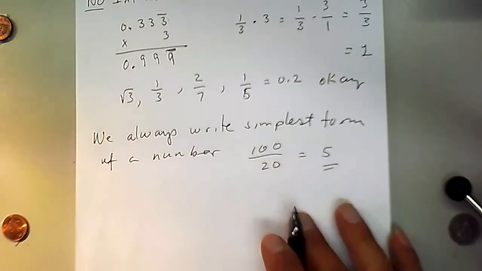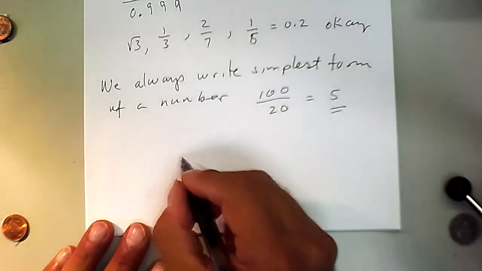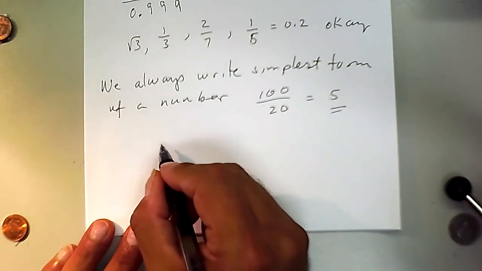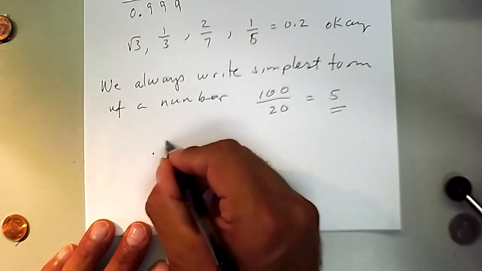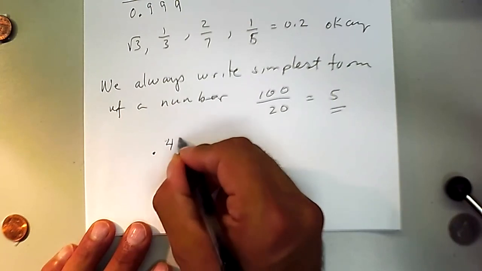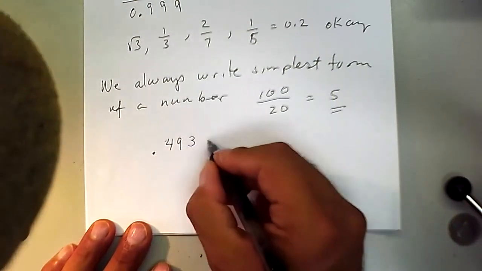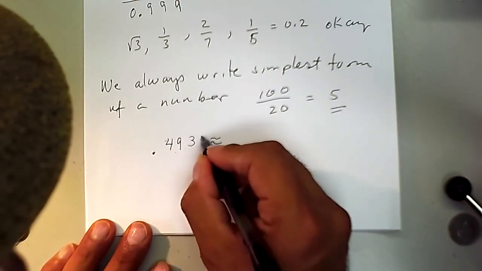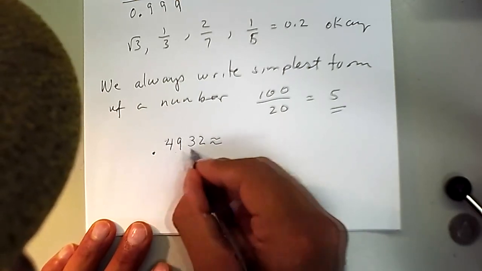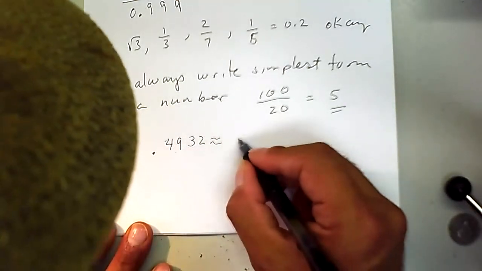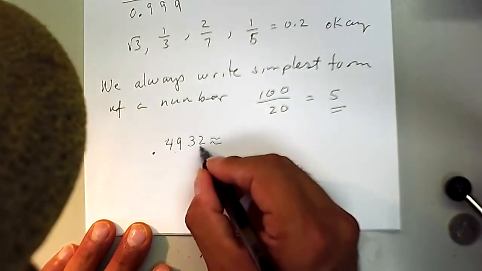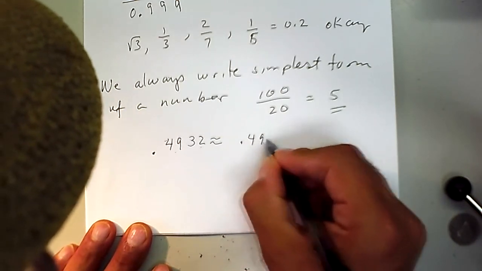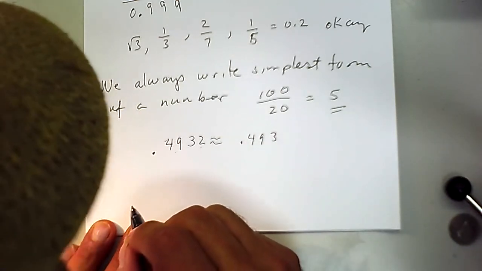Just a quick thing about rounding, of course. If we are rounding after 3 digits, or 3 digits after the decimal point, so if you have 0.4932, for instance, and we want to round to 3 decimals after the decimal point, then this 2 disappears. Then we end up with 0.493.